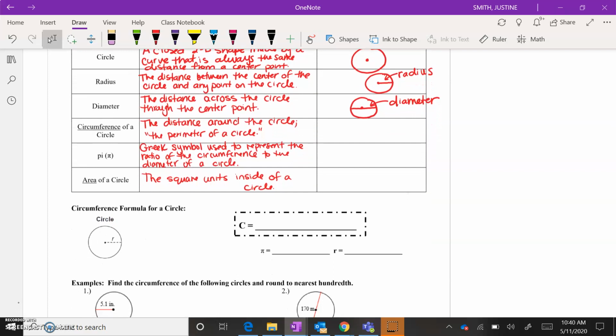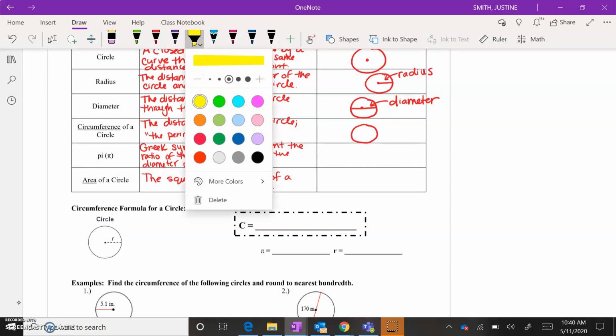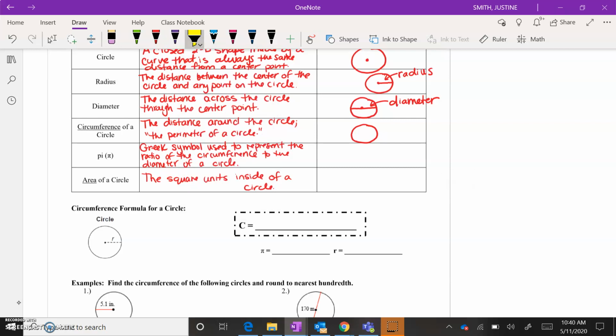Circumference of a circle is the distance around the circle. So kind of like when we talk about perimeter for other shapes, it is the distance around the outside of the figure. It's the same thing here for circumference. It's just the distance around the circle. So this would be my circumference, the distance around the circle.